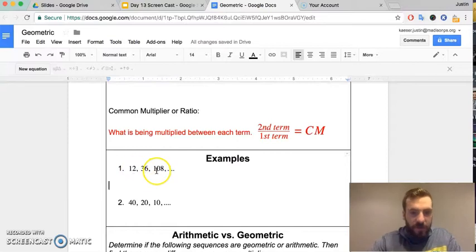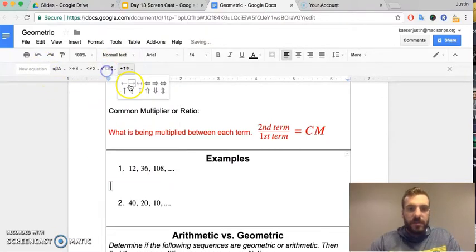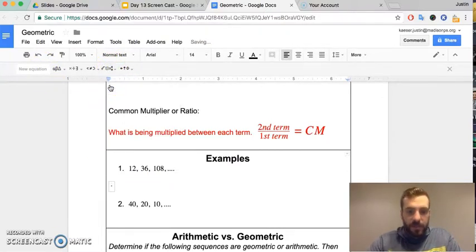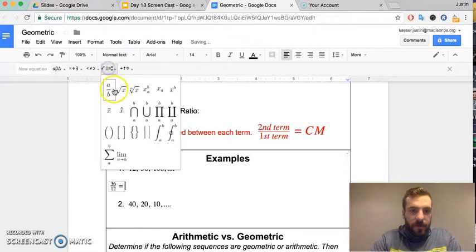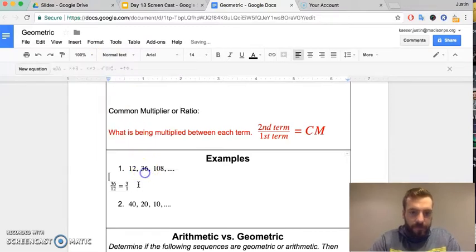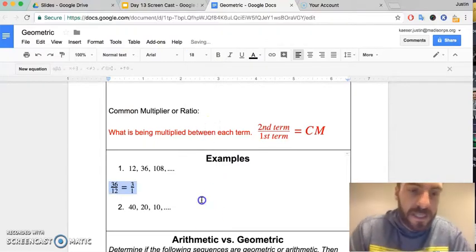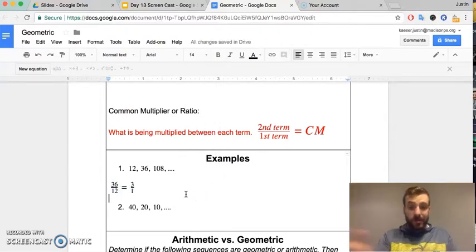How do you get from 12 to 36? So if you can't figure that out in your head, you can always take the second term divided by the first. So let's do that. Let's do 36 divided by 12. That's going to equal 3. Or you can say 3 over 1. How did I get 3 over 1? Well, you can plug it into a calculator. It's probably the easiest thing to do. Or you can just reduce fractions.